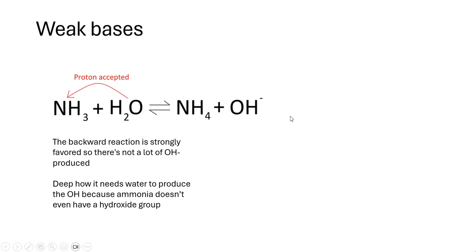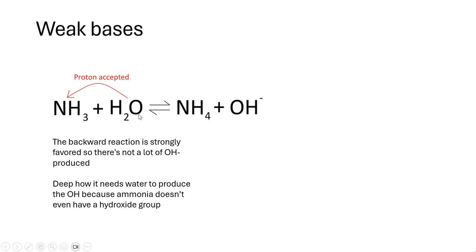Weak bases. In a weak base, they don't dissociate much. So the backward reaction is strongly favored again. So again, we're not making too much NH4 here, and we're not making too much OH minus. You get it? And as you see here, NH3 doesn't even have OH minus containing it. That's how much of a weak base it is. It doesn't even have a hydroxide group. It has to react with water in order to produce hydroxide ions. That's how weak it is.